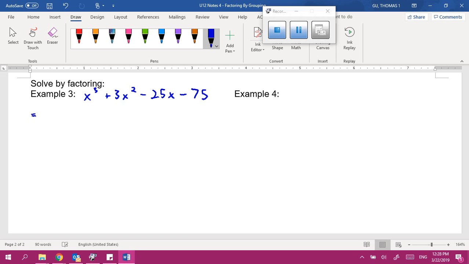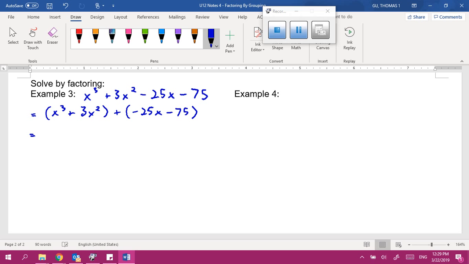Group them. How are we going to group them? x cubed plus 3x squared, and then negative 25x minus 75. That's right. Okay, I found my groupings, and now what am I going to do after that?